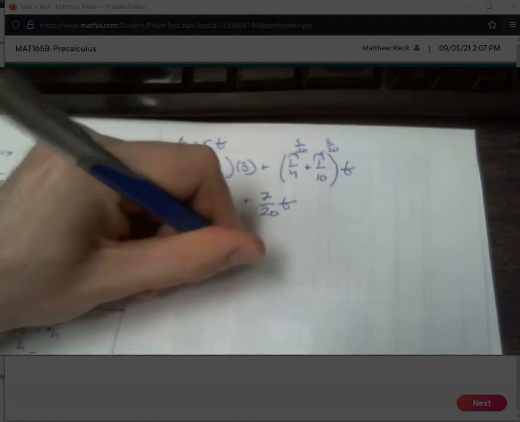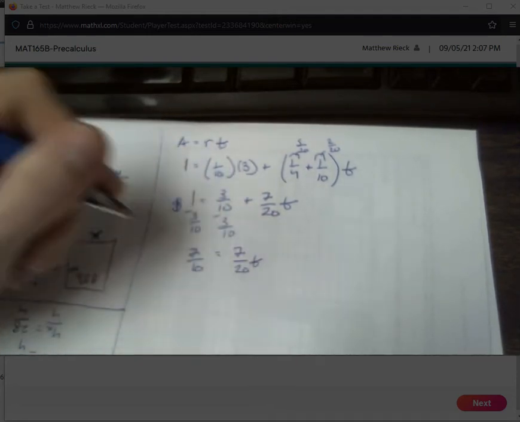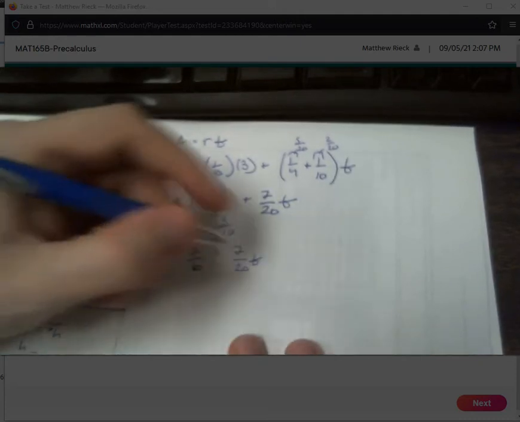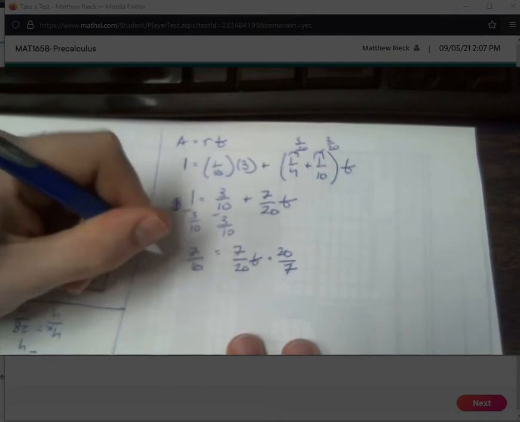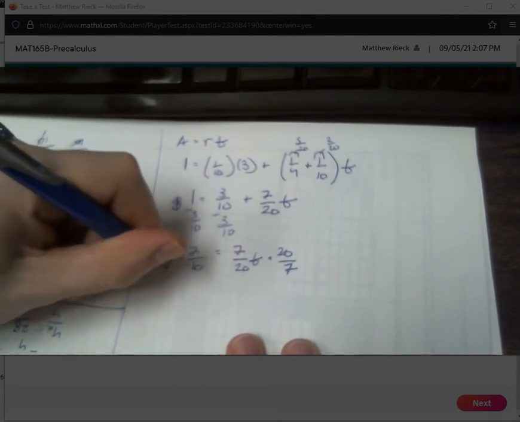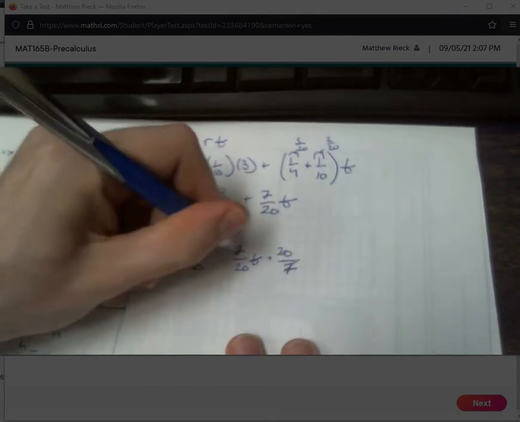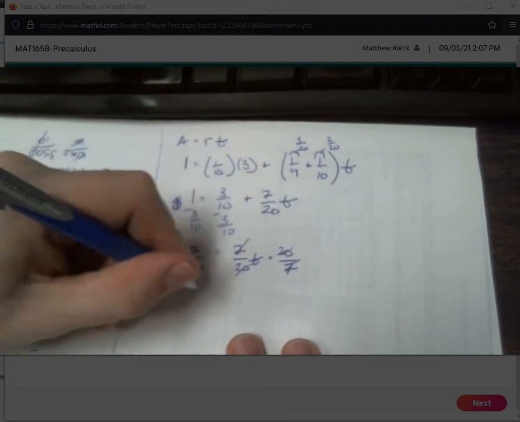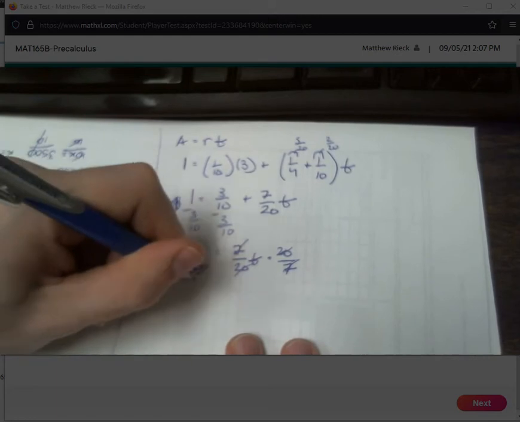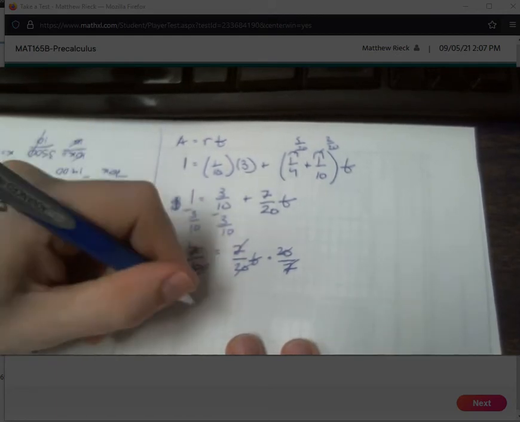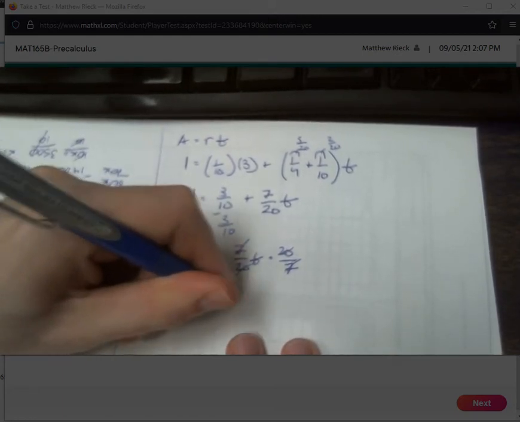That's going to equal 7 over 20 times t. All right, and then to get t by itself, we can just multiply both sides by the reciprocal of my fraction, or the reciprocal of my coefficient there. So the 7 and the 20 will cancel, and 10 goes into 20 twice. So you end up with 2 equals t.